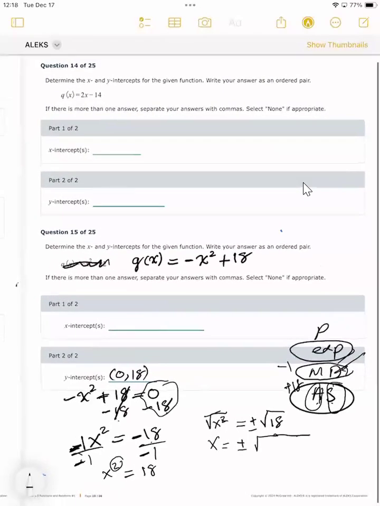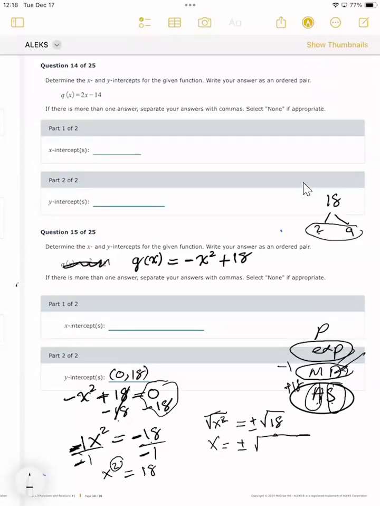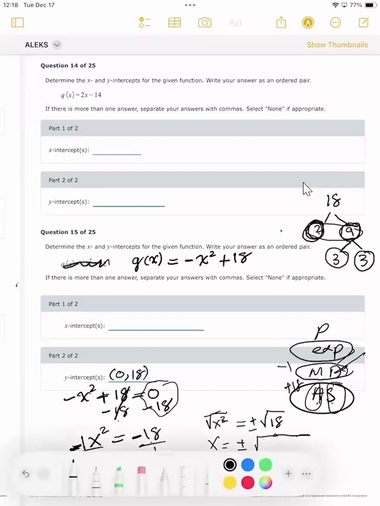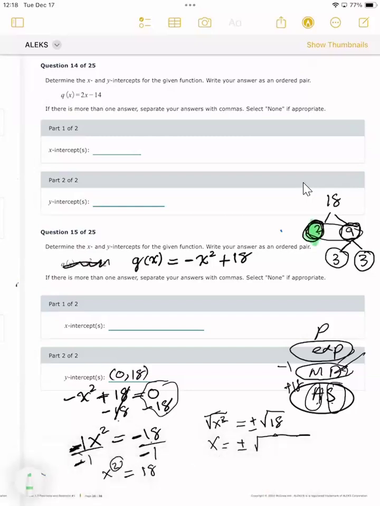18 is divisible by 2, and it gives me 9, because 2 times 9, check it, 2 times 9 is 18. 2 is prime, so I can't go further, but 9 is not prime. 9 is a composite number. It's made out of 3 times 3. 3 is prime, 3 is prime. I stop here. I have 3 prime numbers.